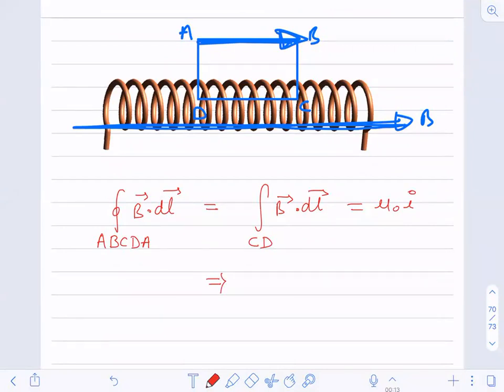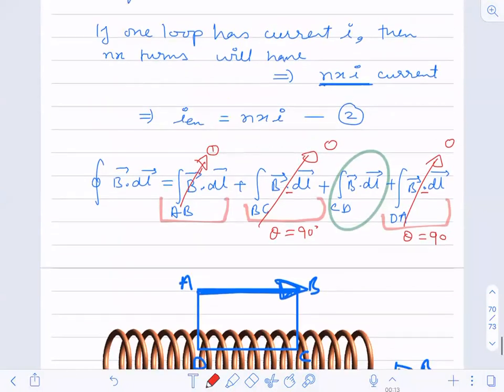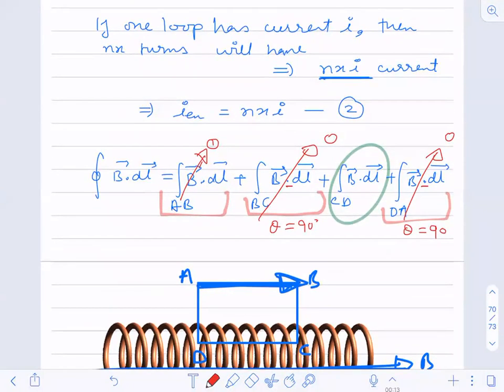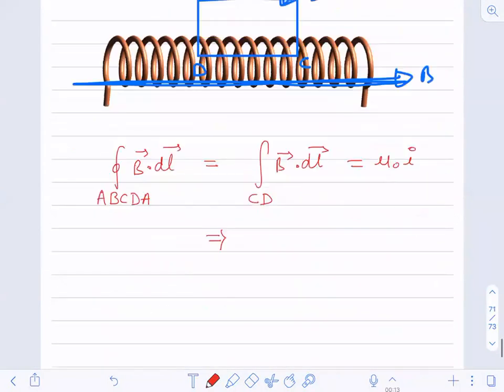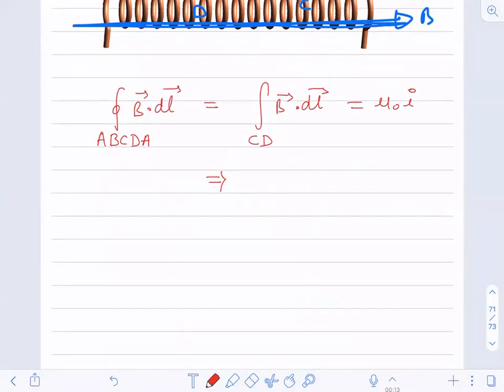AB is 0. Magnetic field outside will be 0. See, B dl cos 0 only you will use. But what is the value of B? This has become 0 because the magnetic field outside will be 0. That's why that AB is 0.